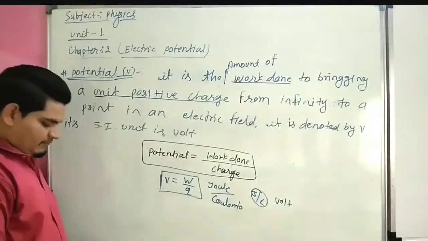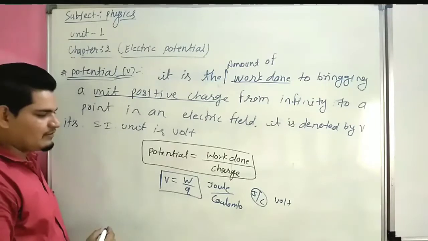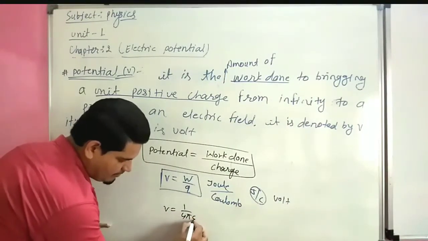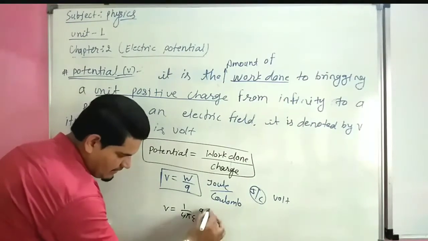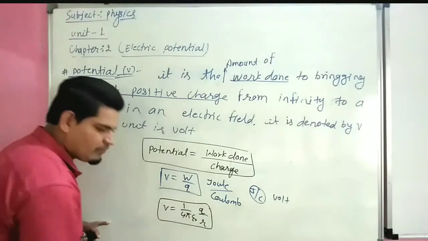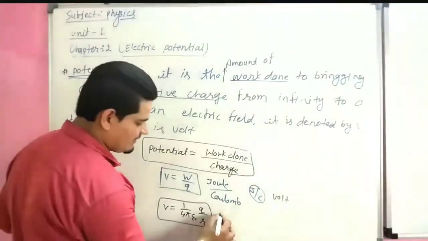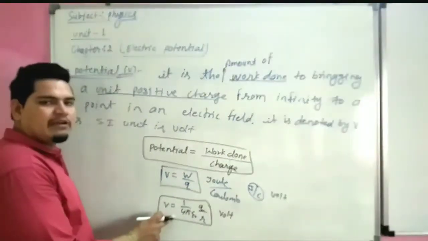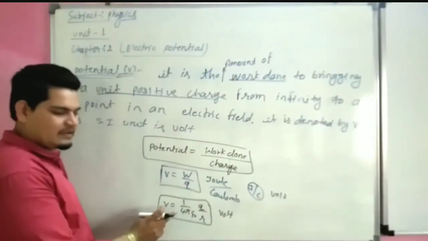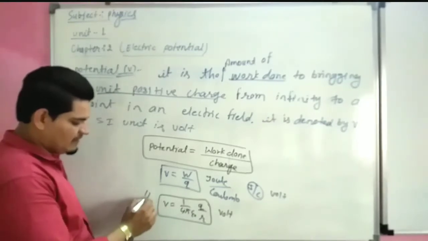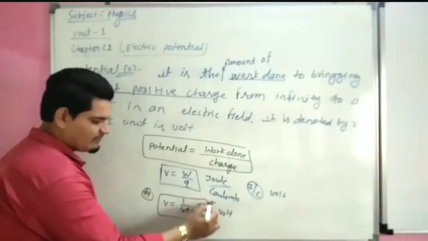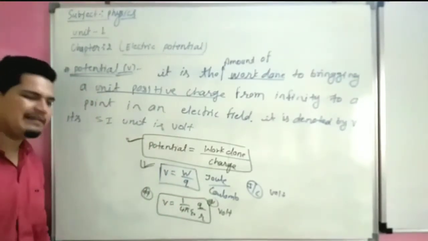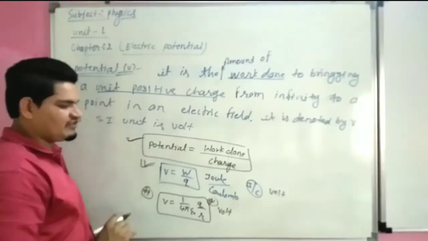Now, for numerical purposes, the formula of potential is V equals 1 upon 4 pi epsilon, Q divided by R. Its SI unit is also volt. We will use this formula when we solve numericals in this chapter. This is also a formula of potential. All three formulae are right for potential.